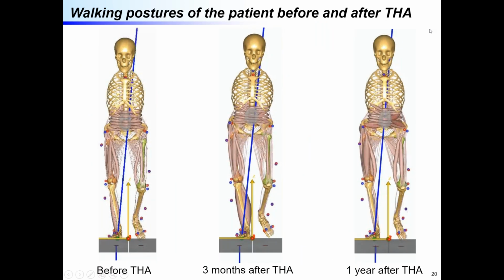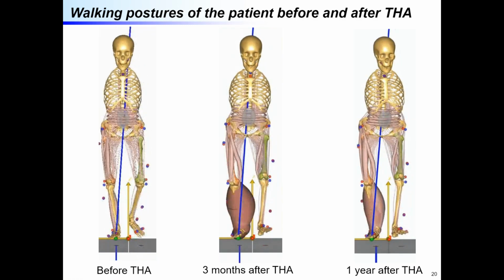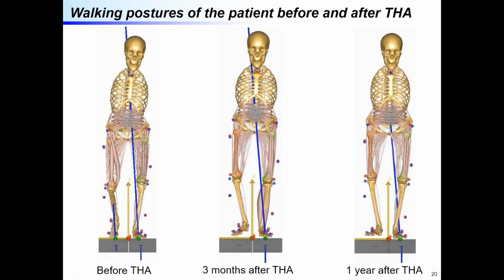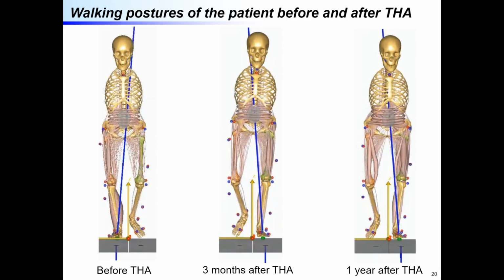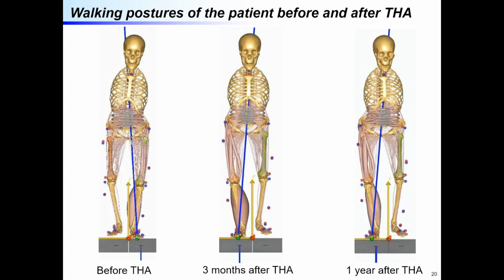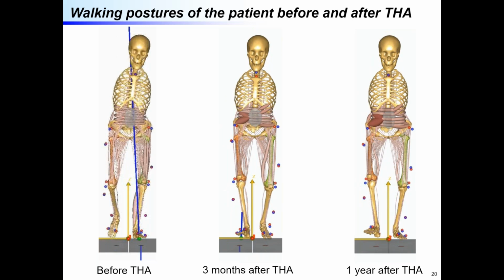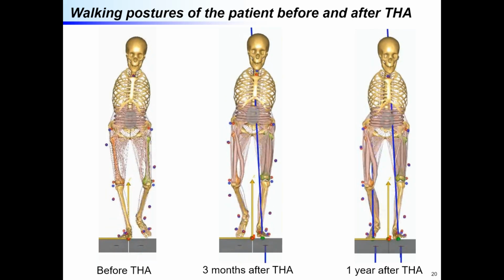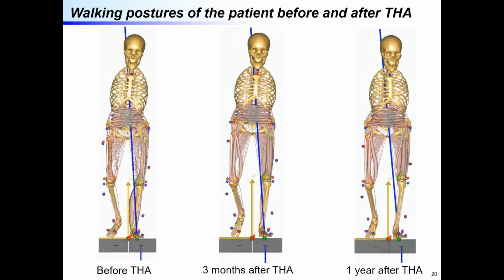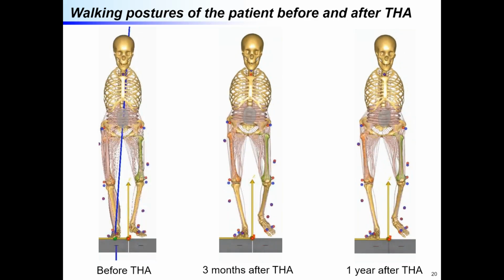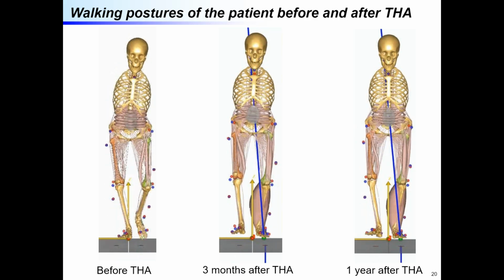So now we have been trying to analyze walking postures with the same patient before and after THA. Here, the display of muscles was customized to emphasize a muscle which has higher muscle force. Actually, we haven't modeled the shape of THA yet, but you can see that the asymmetric gait posture before THA seemed to be improved 1 year after THA, even only comparing gait postures.